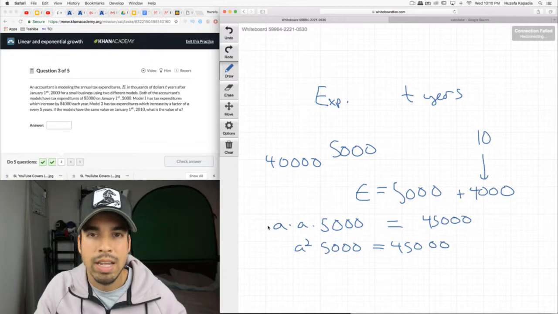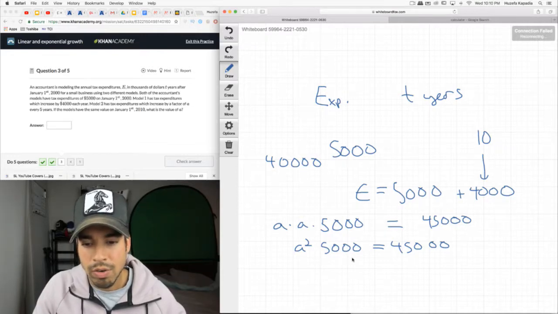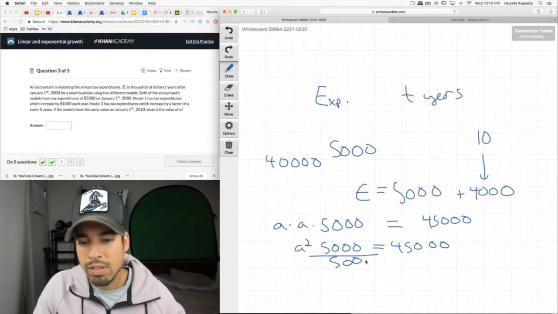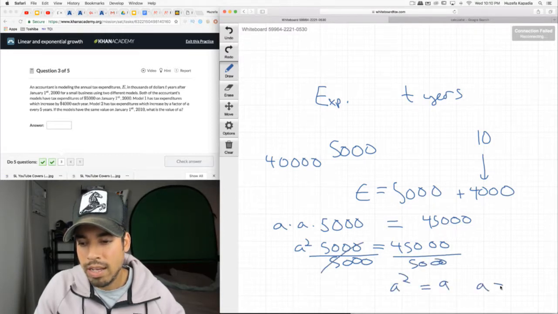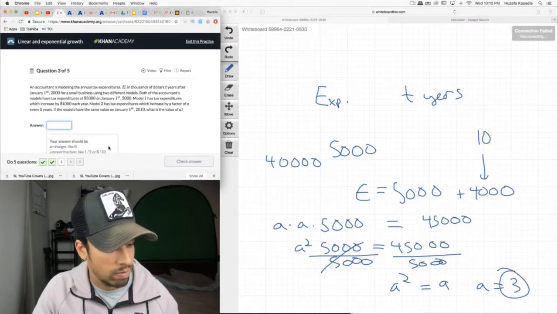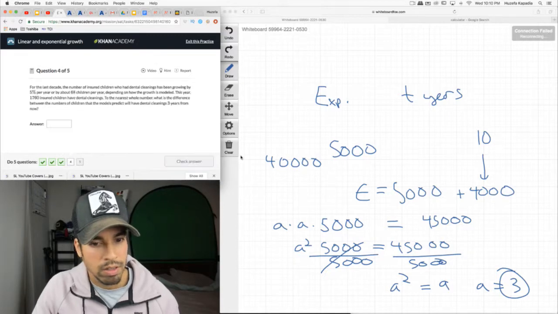And how many times does that happen in 10 years? Twice. So now we'll divide both sides by 5,000. We get A squared equals 9. Therefore, A equals the square root of 9, which is 3. Should be correct. It's correct.